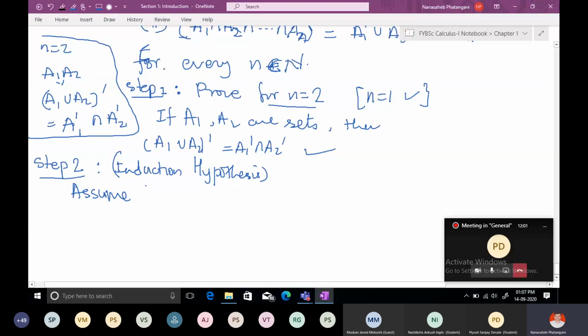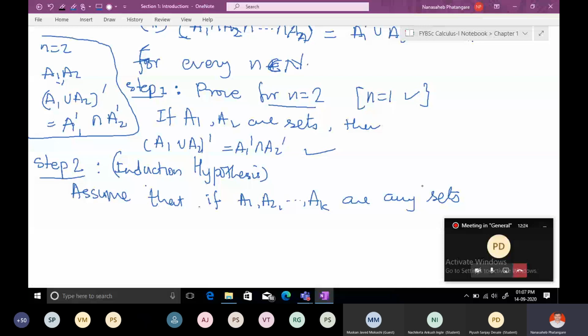So assume that if a1, a2, ak are any sets, so any sets means what these sets are is not important. How many sets there are, that is important for us, because a1 may contain fruits, a2 may contain cities, a3 may contain planets, whatever. What the members of the sets are is not important for us. What is important is how many sets. So k sets.